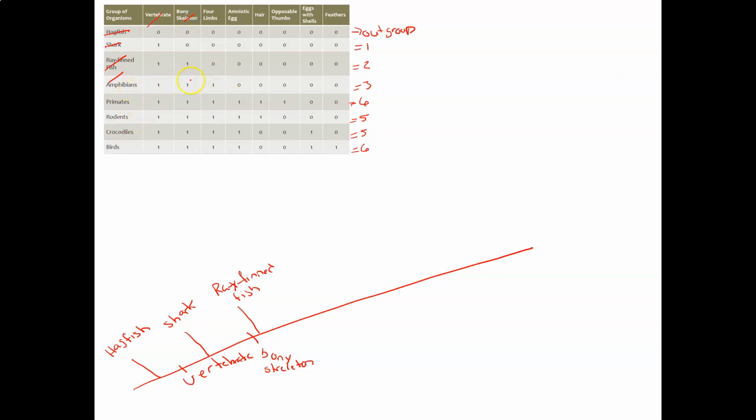Okay, amphibians come next. They've got everything but the 4 limbs. Everybody else below them does as well. So we can add those amphibians, and those 4 limbs.